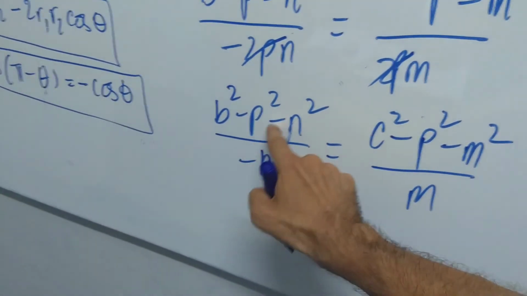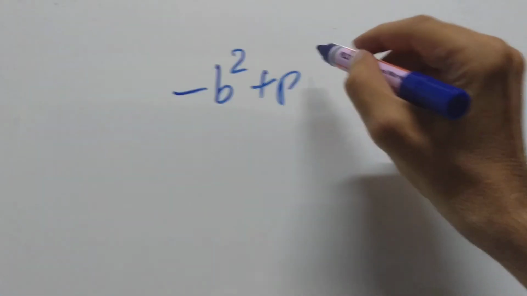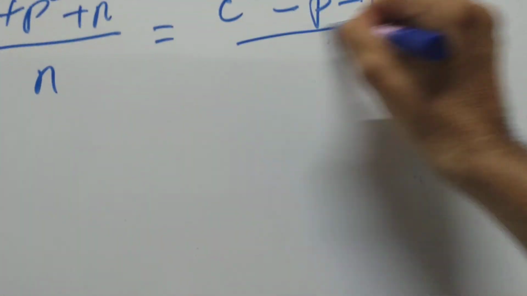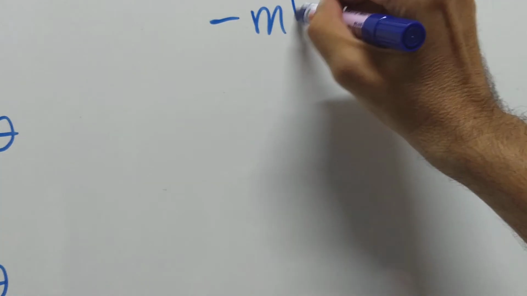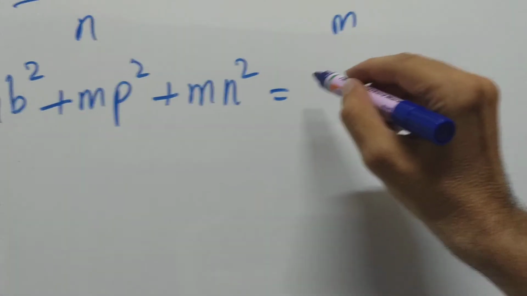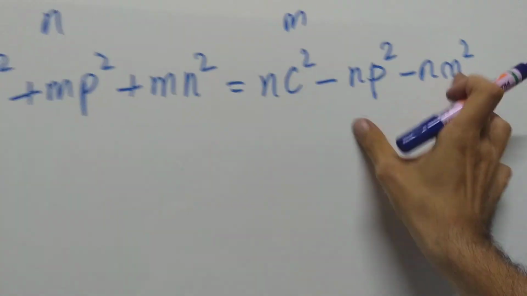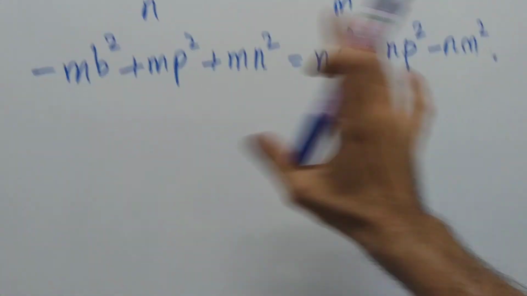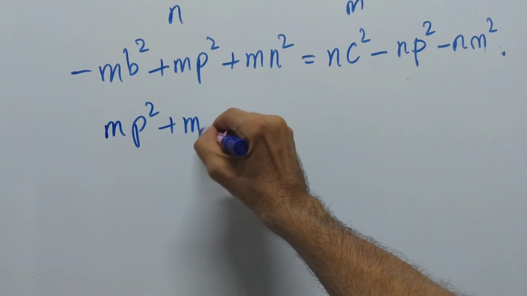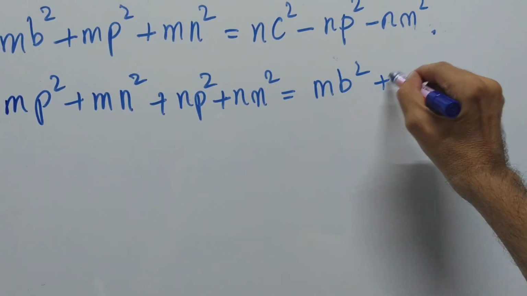So let's continue. I'm going to put that minus sign away first, and let me cross multiply. So I end up with minus b squared plus p squared plus n squared over n equals c squared minus p squared minus m squared over m. Now let's cross multiply. I have minus mb squared plus mp squared plus mn squared equals nc squared minus np squared minus nm squared. Okay, let's take the negatives on this side and the negative on the other side so we get all positive terms. All right, let me try to stand back and do this. mp squared plus mn squared plus np squared plus nm squared equals mb squared plus nc squared.